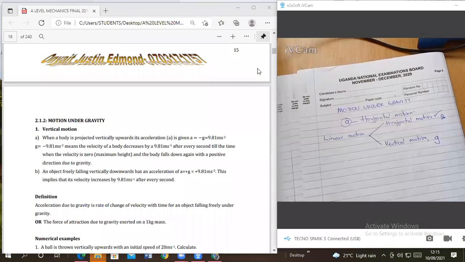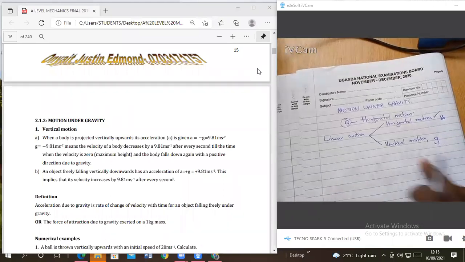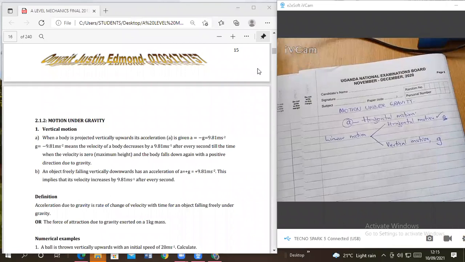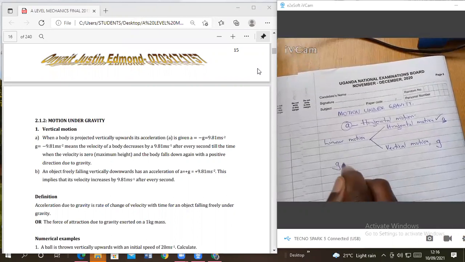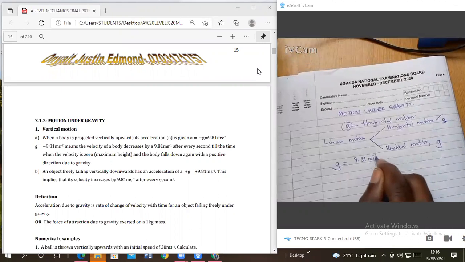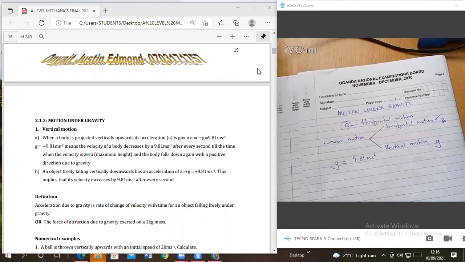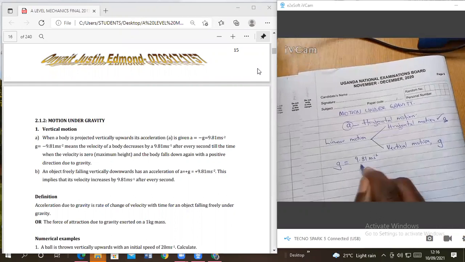Acceleration due to gravity is a constant. As long as you are on planet Earth, the acceleration due to gravity remains the same. And that value is 9.81 meters per second squared. That's what we use in physics.